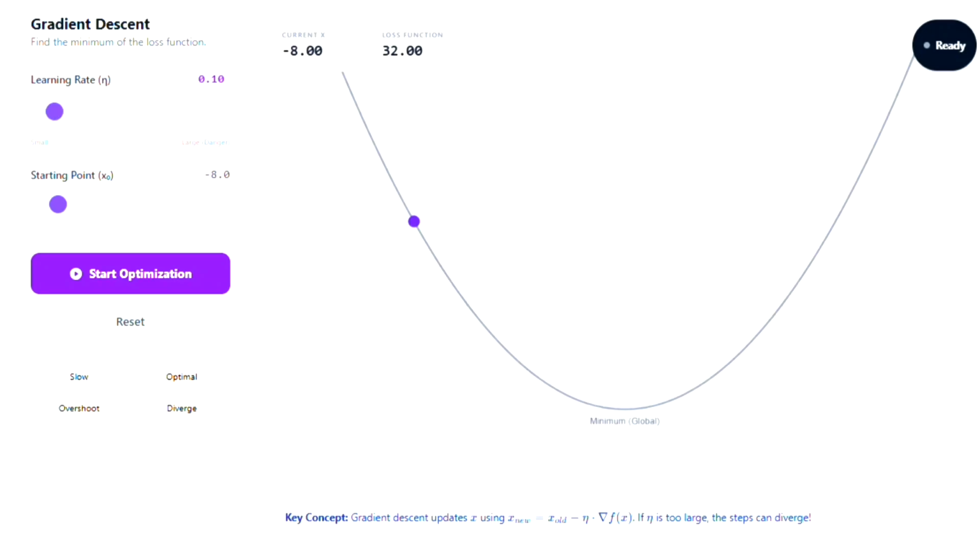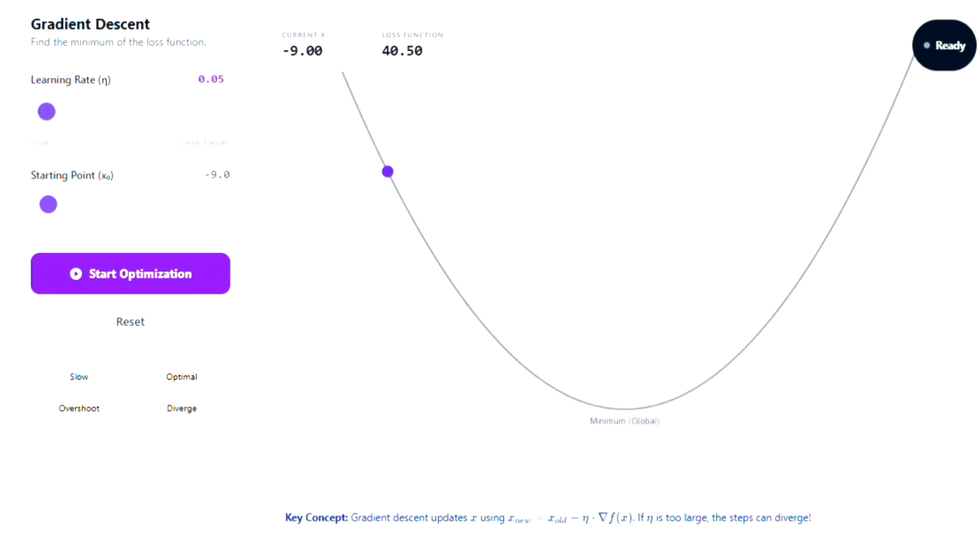A larger value means bigger jumps down the slope. With an optimal learning rate, the ball moves efficiently toward the bottom, achieving fast convergence. Notice how a very small learning rate makes the process slow. The ball takes many tiny steps and takes much longer to reach the bottom.